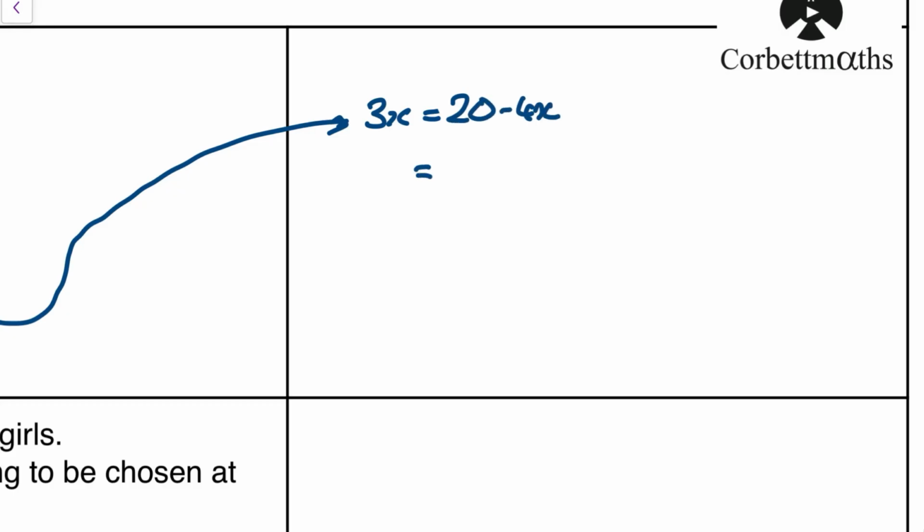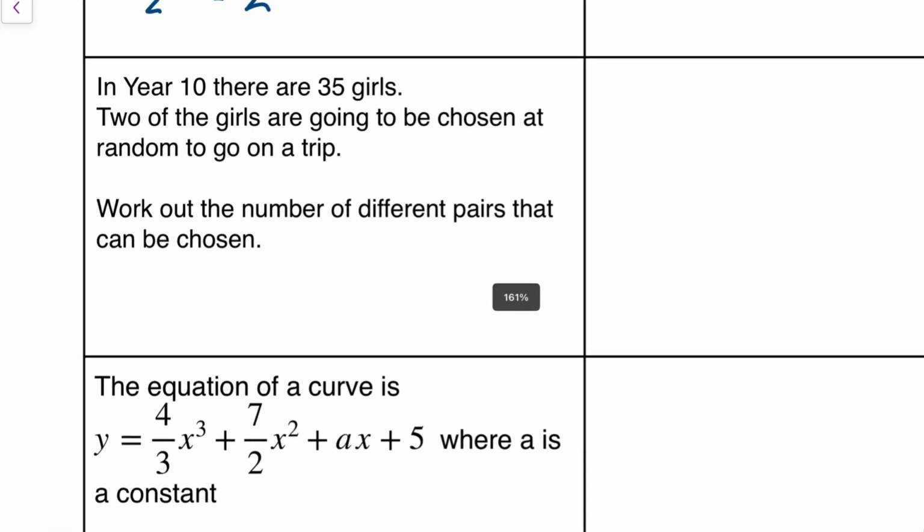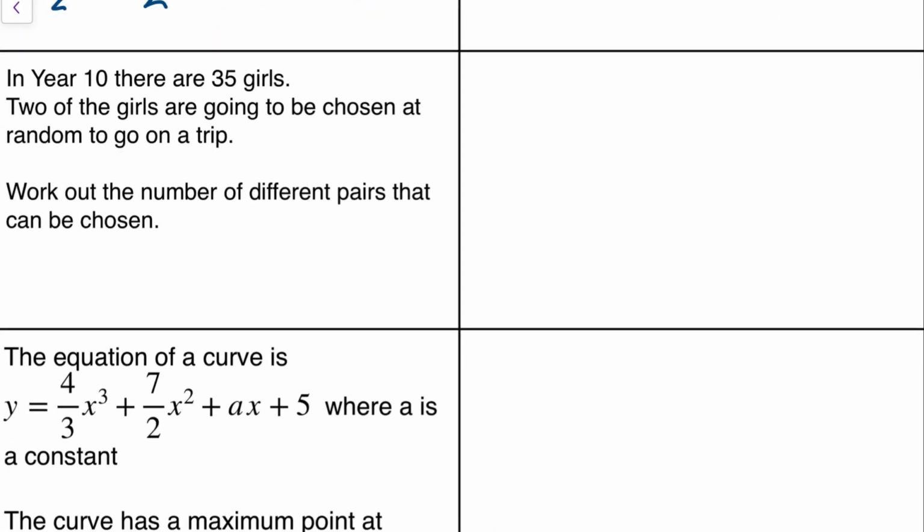I'll probably do it in one go, but I won't. So add 4x to both sides is 7x, 20 over here, so x is equal to 20 over 7. First question done. Nice, sort of straightforward, almost GCSE style question.